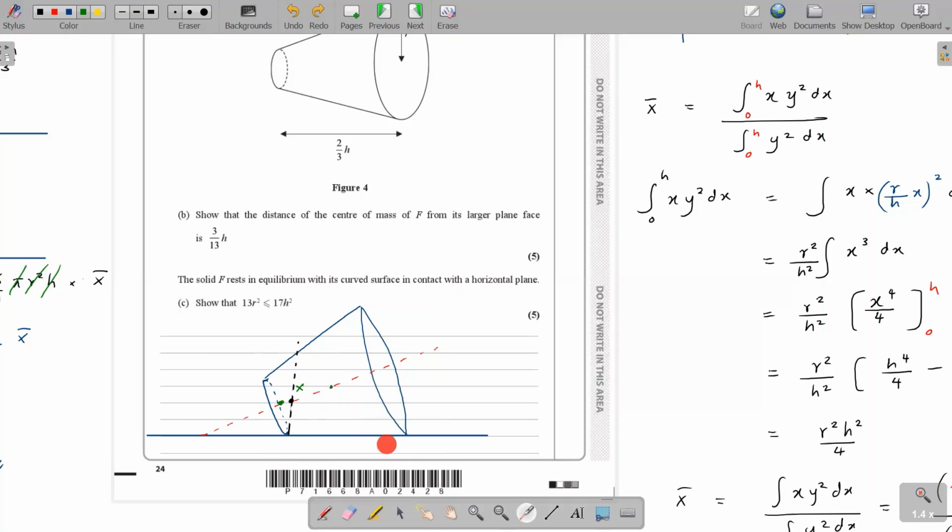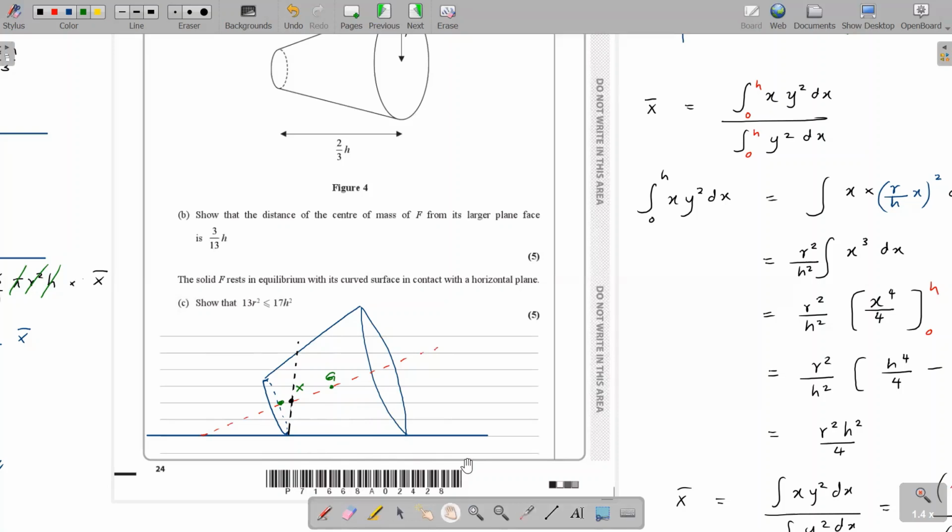Because normal reaction can only act when there's a touch at that point. Okay, so now what we need to do is to get this, show that. Let me mark this point G here. So I have to get these distances. I need to get this distance. How do I do that?